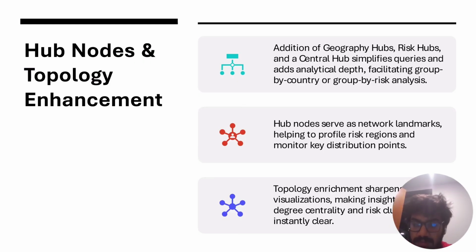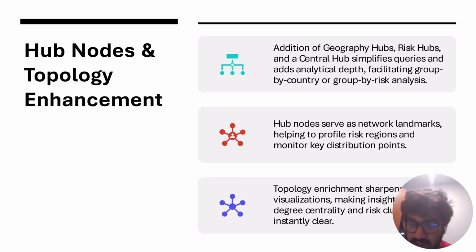Firstly, we have geography hubs, that is, we are classifying the smelters by country hubs. So you have a USA hub, you have a Chinese hub that connects all the USA based supplier smelters to the USA hub, and the Chinese based suppliers to the Chinese hub.